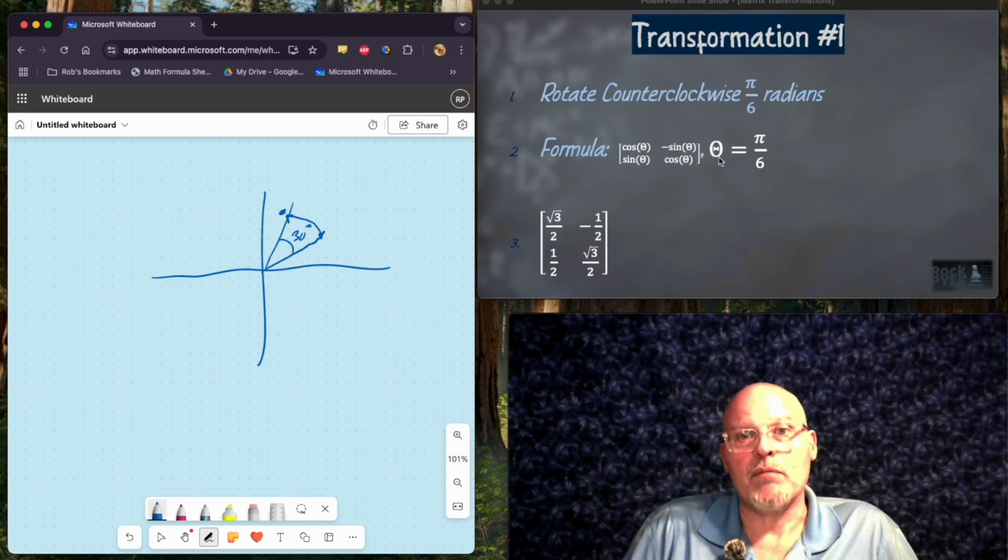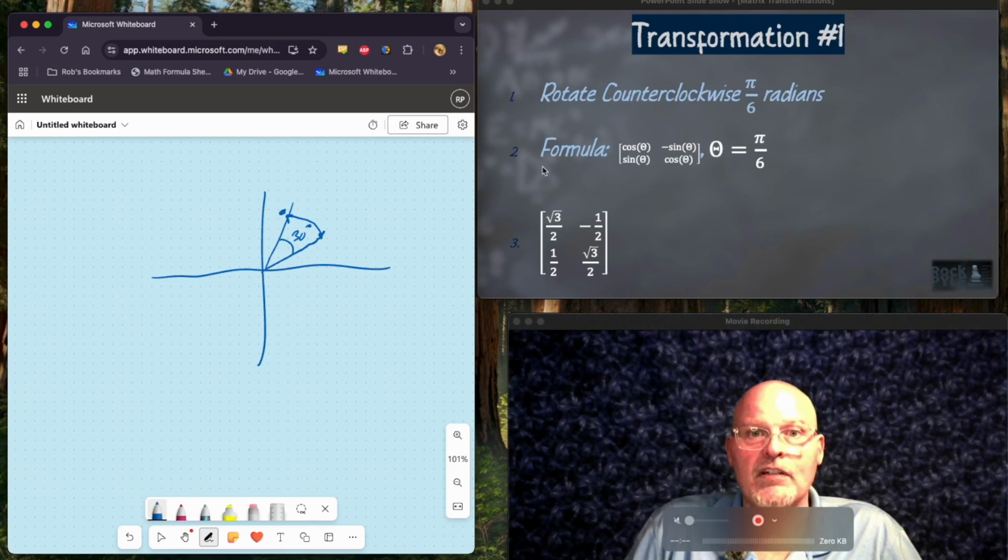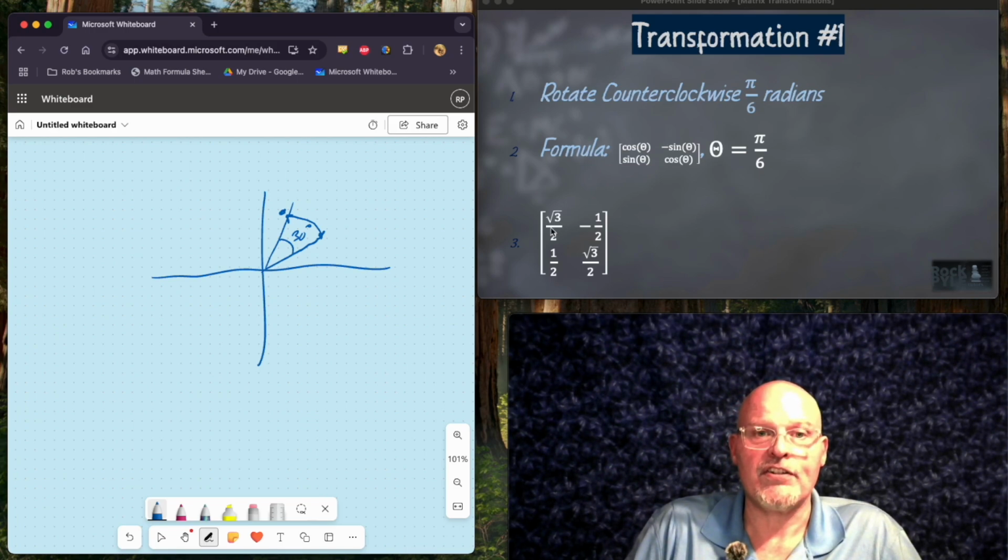In this case, we're going to plug in theta equals pi over 6, and we end up with this transformation matrix, because the cosine of pi over 6 is root 3 over 2. That goes here and here. Negative the sine is 1/2, so negative 1/2 and 1/2.